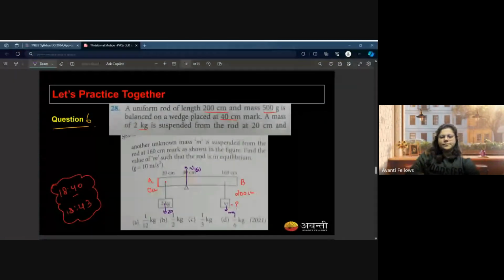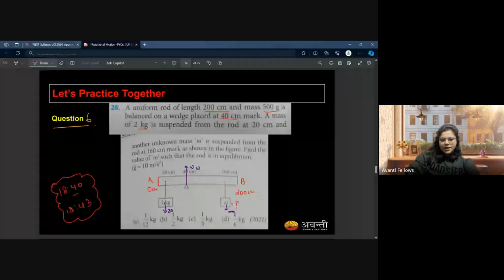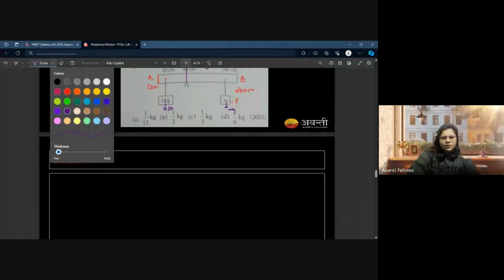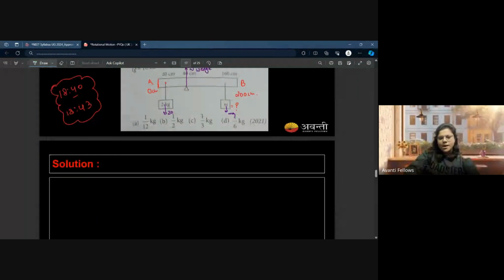So let's say if this is normal reaction at wedge. I already told you that whenever we got 2 surfaces in contact with each other, there would be a contact force, which is the normal reaction. So this 2 kg force is at 20 centimeter distance. The distance between point A and wedge is 40 centimeter. Distance between point A and 2 kg is 20 centimeter. So the distance between 2 kg and the wedge is going to be 20.